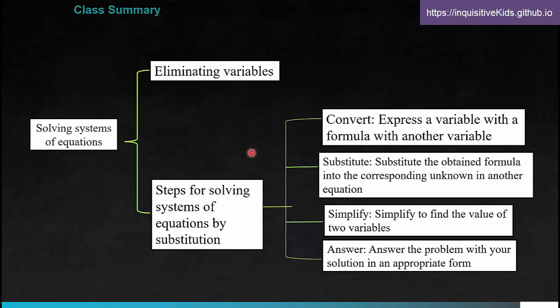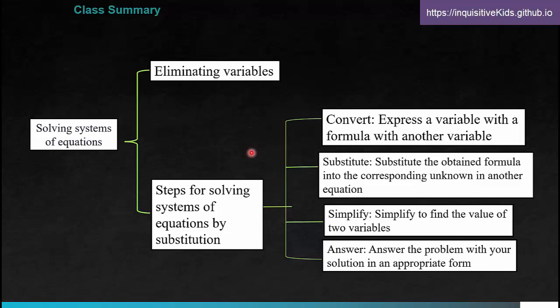Substitution is really thinking of the idea that expression A is equal to something, and expression B is equal to that same something. So therefore, I can substitute B into A and A into B. Third step is simplify. Simplify to find the value of the two variables. That's something that we have covered in previous grades and lessons, how to simplify a linear equation in one variable, so I'm not going to go into that.